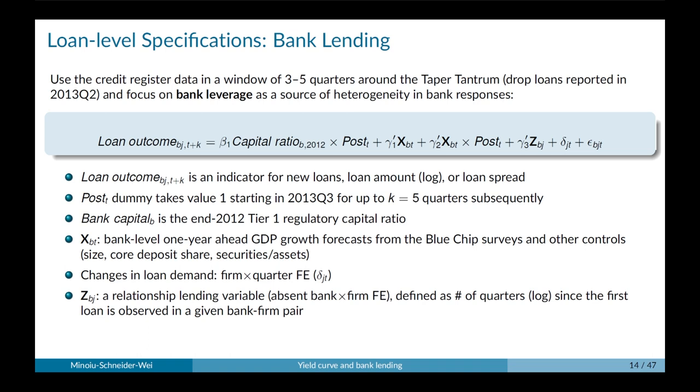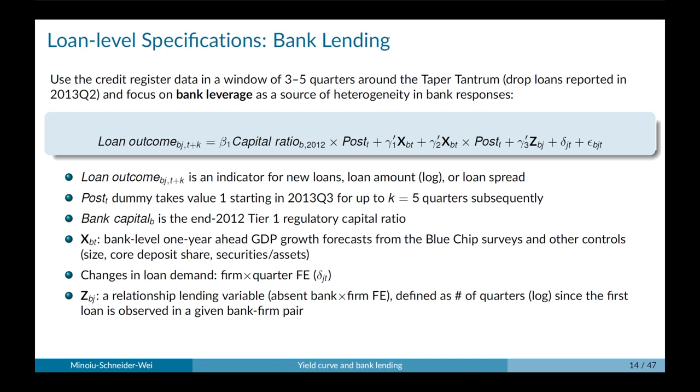Two or three critical ingredients in this specification are that, first, we control for bank-level 1-year-ahead GDP growth expectations or forecasts from the Blue Chip surveys, both before and after the taper tantrum. Clearly, with the new information they received from this speech, banks' anticipations of where the economic outlook was going may have changed. So we have that variable in level and interacted with post.